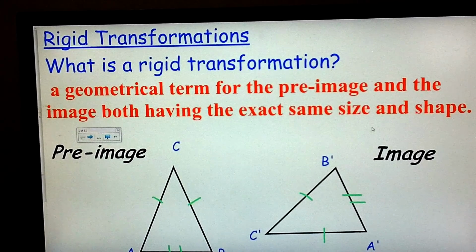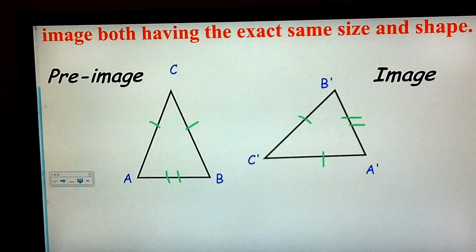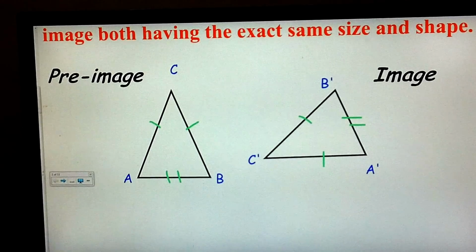So what I have down here in my typical format, sometimes I understand a picture a little bit easier than I understand a definition. At the bottom of my page, I have an example of a preimage, meaning before a transformation has taken place, and an image. The preimage is an isosceles triangle. And between the preimage and the image, it looks as though the shape may have been turned, or flipped, or slid to the position that it has now.